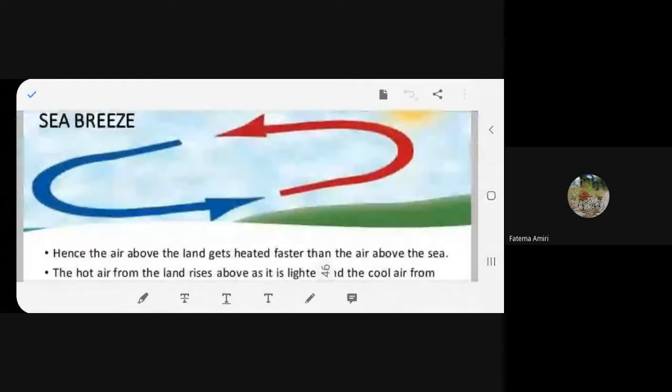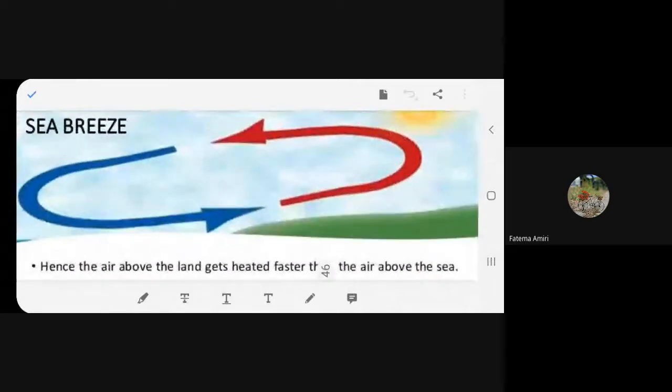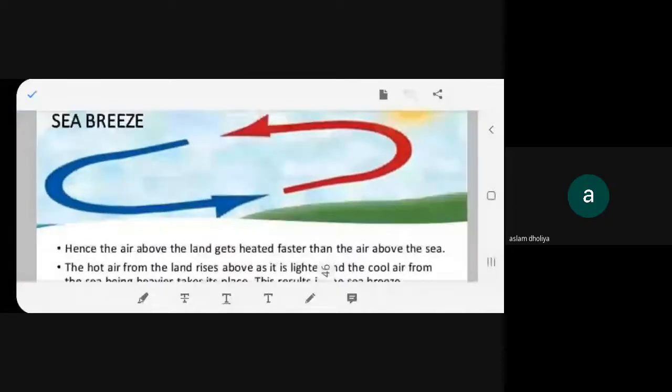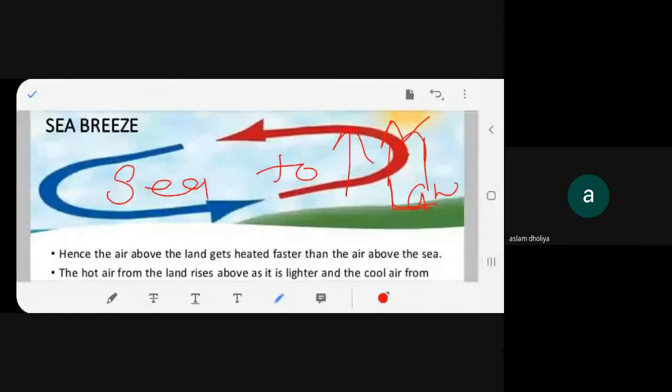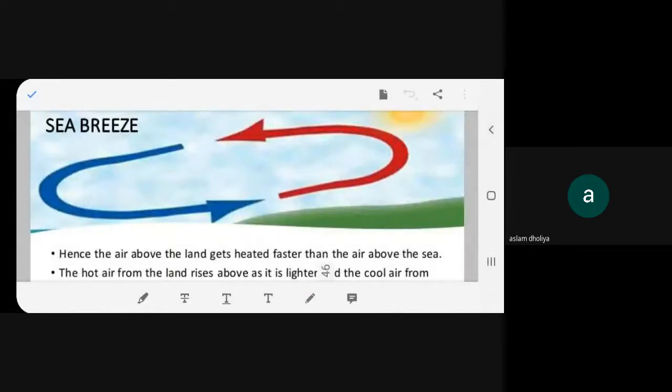It's another way of showing you sea breeze. This is land and this is water. The red one is land and this is sea, right? So the air is going up and sea to land. Is it understandable? So we get the sea breeze during daytime. Read, beta.